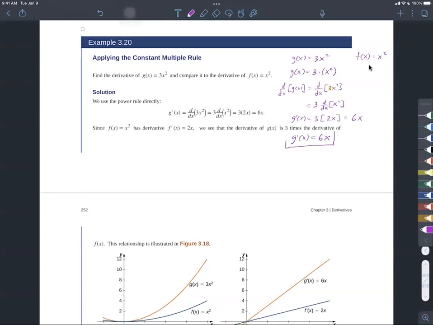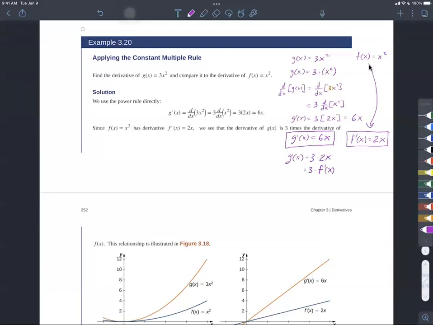Now, how does this compare to the derivative of f of x? F of x is given, way up here. Now, f prime of x is equal to 2x. And how does g prime compare to f prime? We see that g prime of x is equal to 3 times 2x. It's 3 times more. This is 3 times f prime of x.